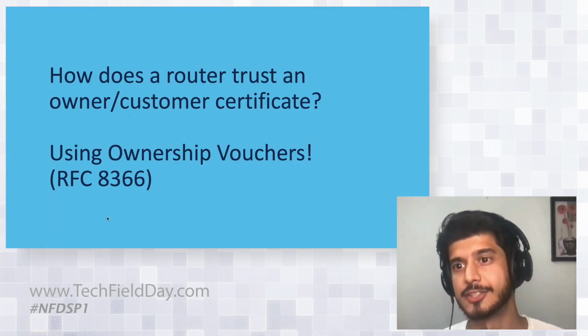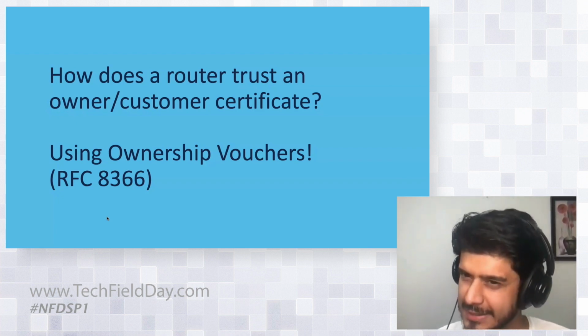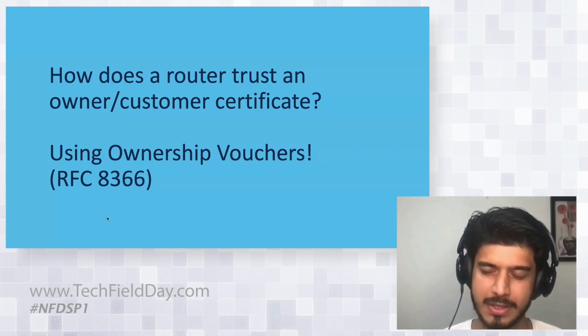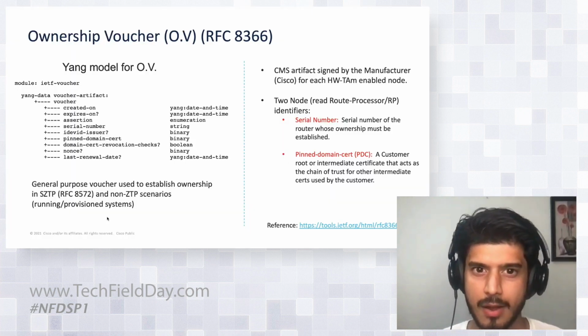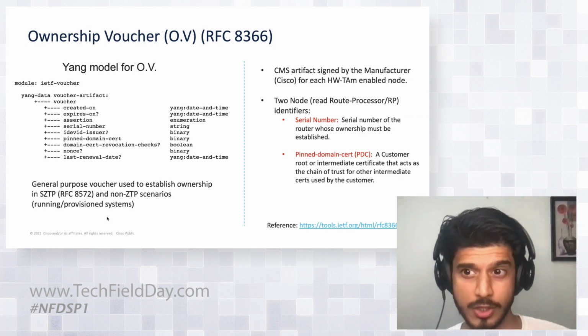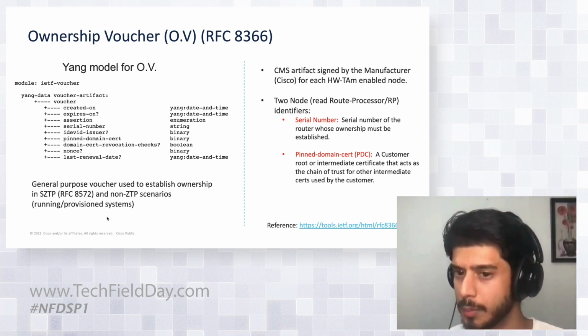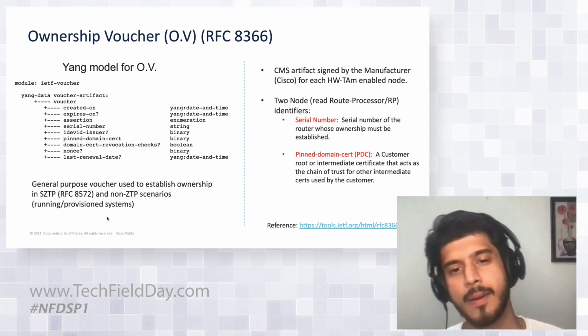RFC 8366 basically gets you ownership vouchers. This is where it starts getting interesting because we're actually stitching together a couple of pieces that leads us to the secure ZTP workflow. This is the Yang model from RFC 8366 that describes what an ownership voucher is. What you care about are a couple of things: a serial number and a PIN domain certificate, or a PDC.